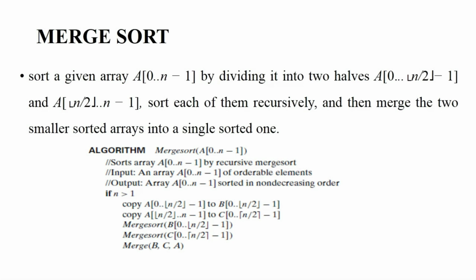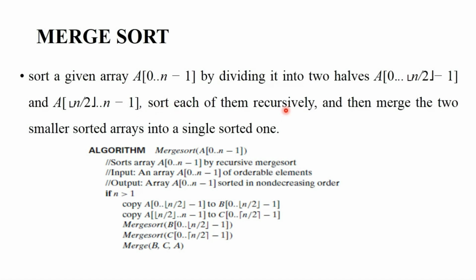The problem is to sort a given array A which starts at index 0, 1, 2 until n minus 1. That is, totally the array A has got n elements. We do this by dividing it into two halves. The first half will contain elements from index 0, 1, 2 until n by 2 minus 1, and the next half will have the elements starting from n by 2, n by 2 plus 1 until n minus 1.